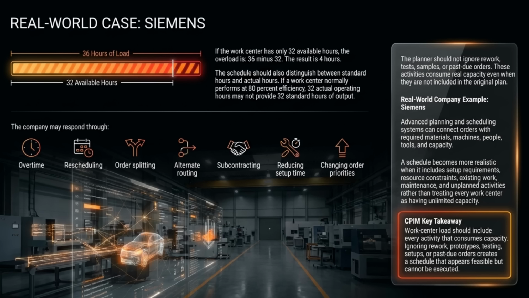Advanced planning and scheduling systems can connect orders with required materials, machines, people, tools, and capacity. A schedule becomes more realistic when it includes setup requirements, resource constraints, existing work, maintenance, and unplanned activities, rather than treating every work center as having unlimited capacity. CPIM key takeaway: work center load should include every activity that consumes capacity. Ignoring rework, prototypes, testing, setups, or past due orders creates a schedule that appears feasible but cannot be executed.